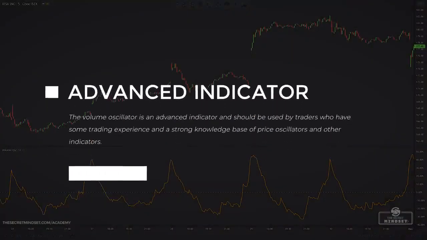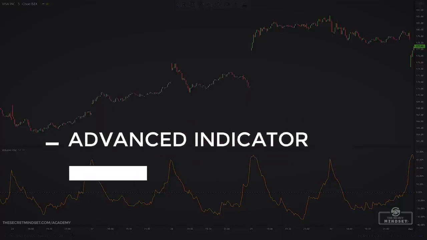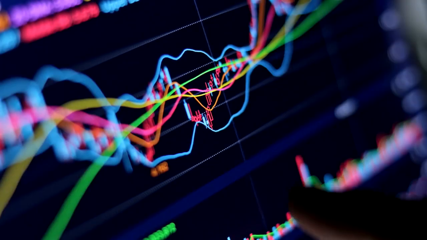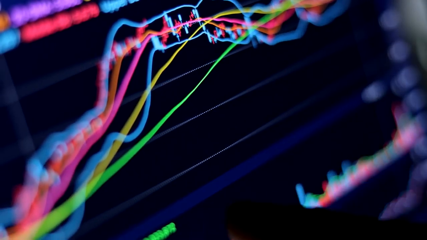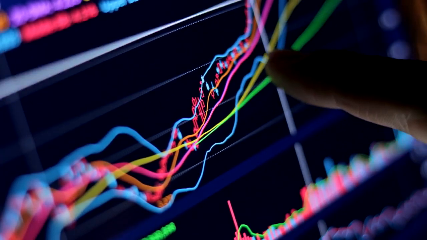However, the volume oscillator is an advanced indicator and should be used by traders who have some trading experience and a strong knowledge base of price oscillators and other indicators. Beginner traders, however, will need to first learn price oscillators and various volume indicators before attempting to use the volume oscillator.